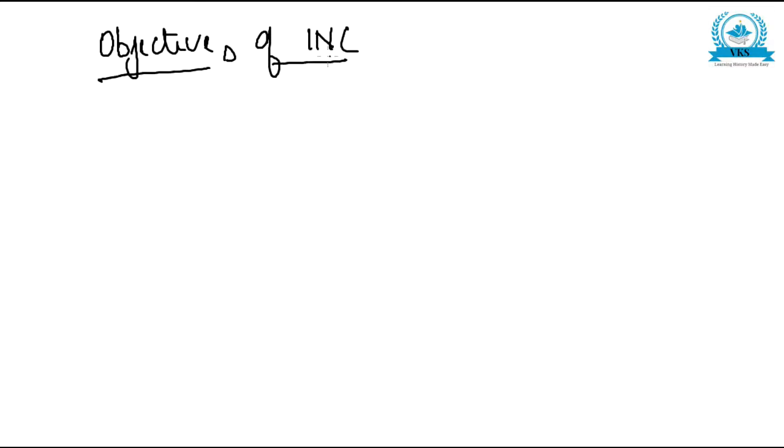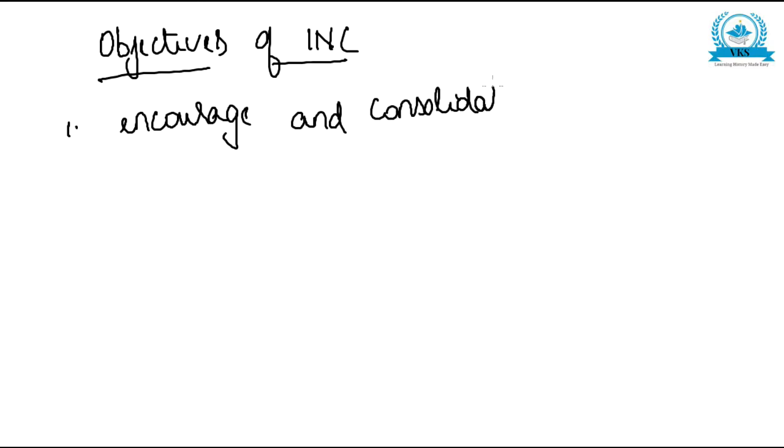Now let us see the objectives of the Indian National Congress. Why was the Indian National Congress established? The first objective of the Indian National Congress was to encourage and consolidate national unity. National unity was what was necessary for the Indians to fight against the British. So it wanted to encourage and consolidate national unity.